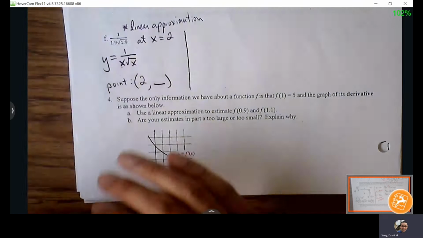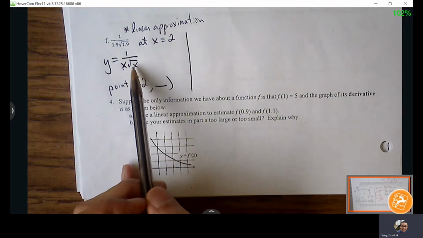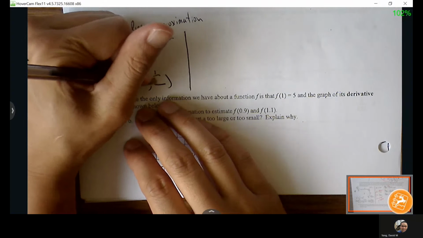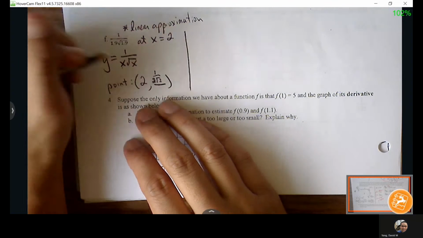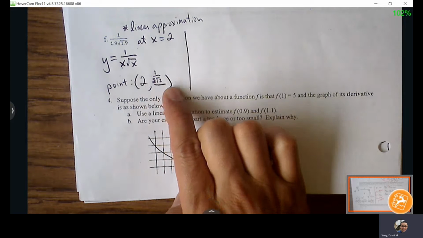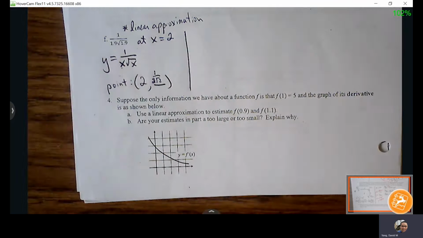Let's do the ordered pair first. Plugging 2 into the equation, I get 1 over 2 root 2. We'll leave it like that. Everybody okay with that? So now I'm going to find my derivative. To find my derivative, I'm going to set up my equation.